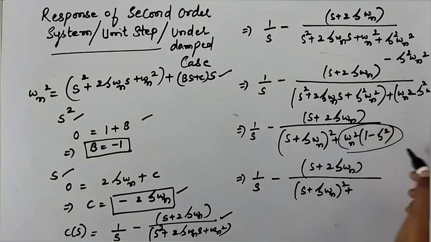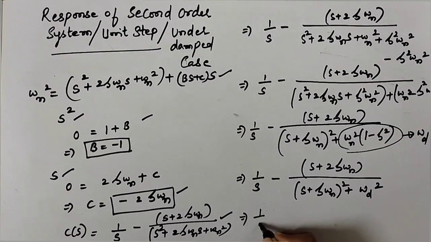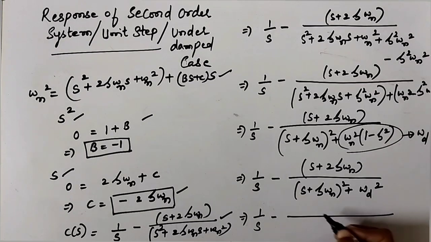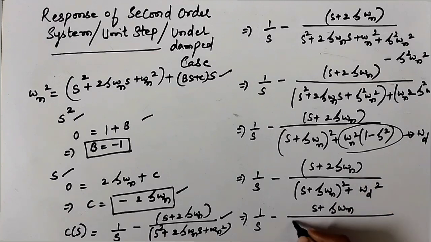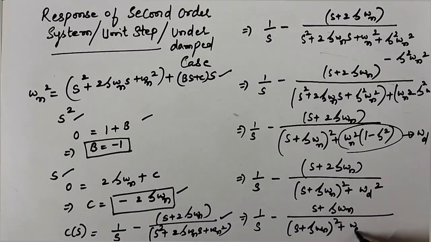Here you are replacing this with omega d square. You can rewrite this as: you are just separating this part, s plus zeta omega n, by (s plus zeta omega n) whole square plus omega d square, minus zeta omega n. Anyhow you have minus, so (s plus zeta omega n) whole square plus omega d square.